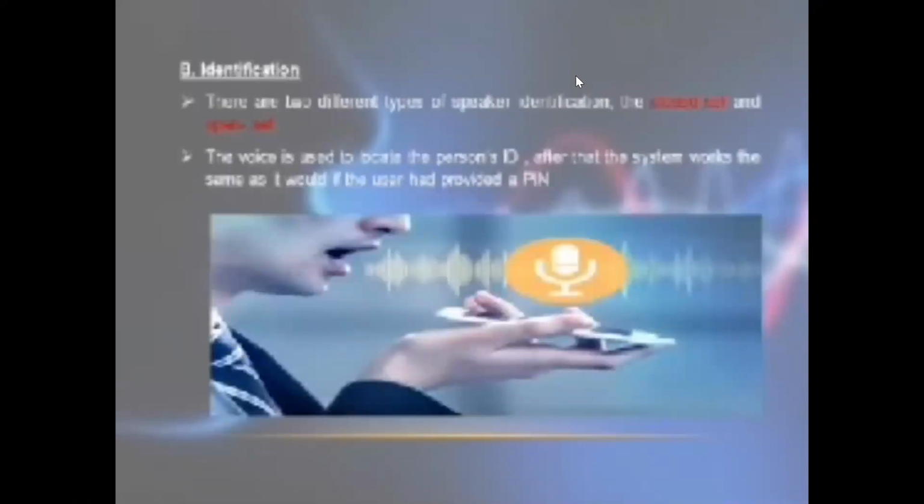B. Identification. There are two different types of speaker identification, the closed set and open set. In the closed set, the voice is compared to the registered speaker models and returns the ID of the speaker who has the voice closest to the voice that was entered as input. That is regardless of the person who spoke. Even if he is not registered, an ID will always be returned.